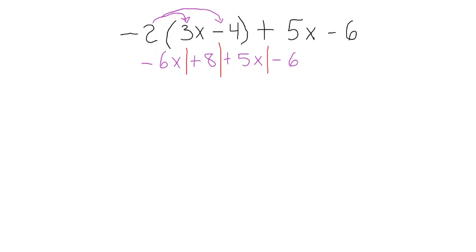And now I'm going to find my like terms. So I see this first term is a negative 6x. So I'm going to look through, do I have any other x's? And I do. I have this plus 5x. So I can do negative 6x plus 5x. Well, negative 6 plus 5 would give me negative 1, and that x would stay with it.